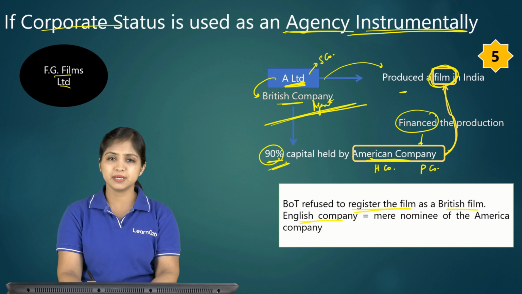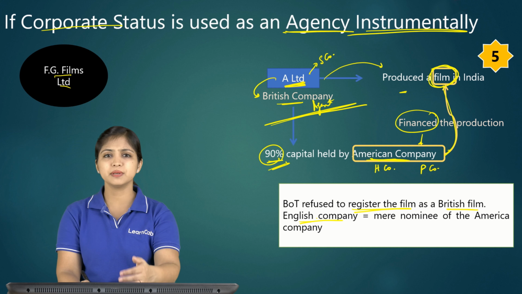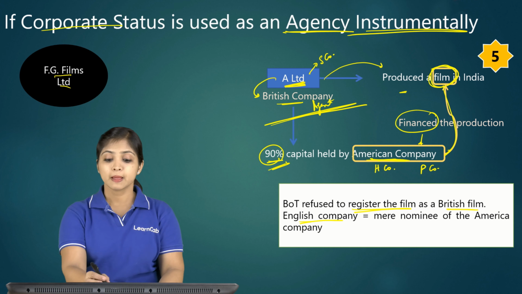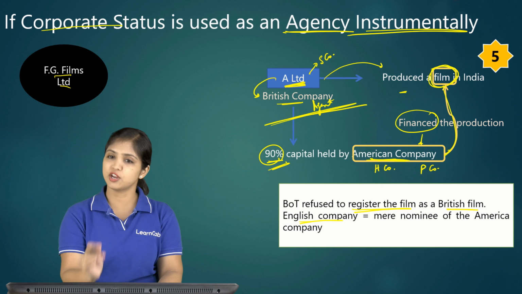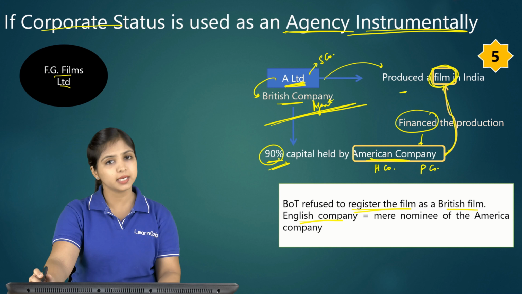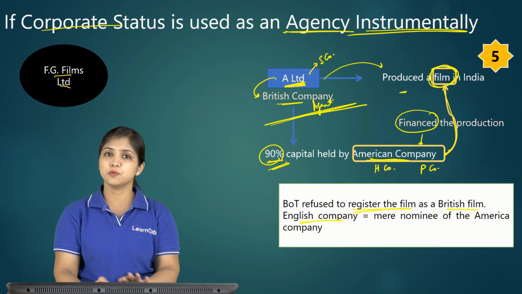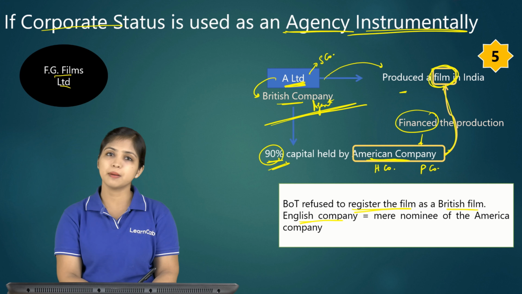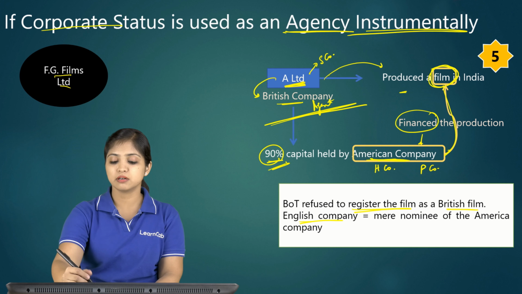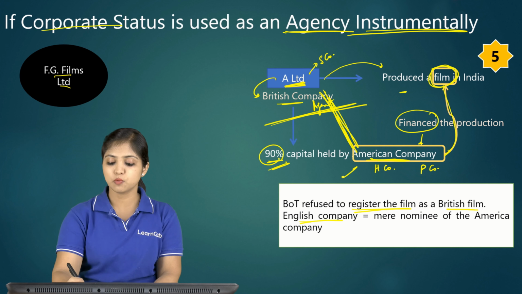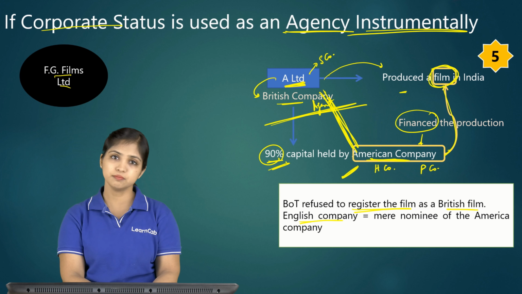The Board of Trade said the British company is nothing but an agent of the American company, because see who is holding most of its shares? The American company. Who is producing films also of this company? The American company only, isn't it? That is why the Board of Trade said that I will treat A Limited as agency of the American company, and hence I will treat them both as one and the same, and I will register the film only as an American film and not as a British film.